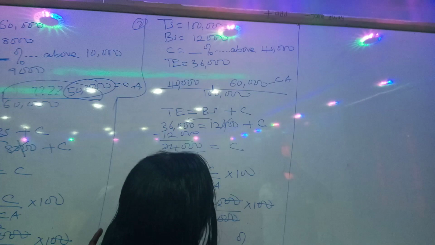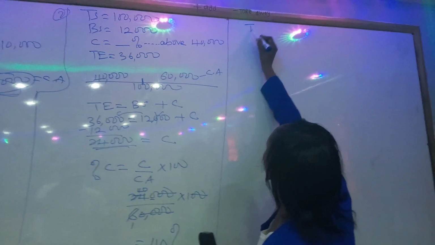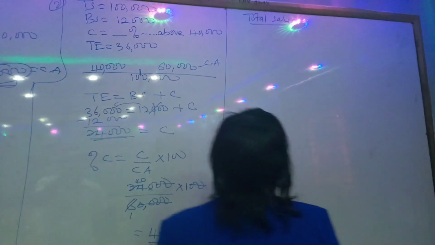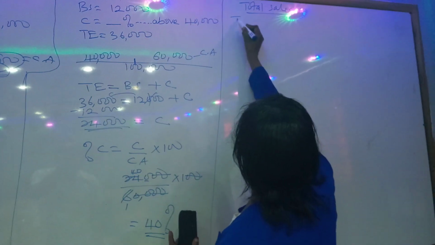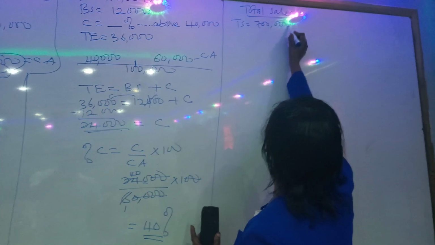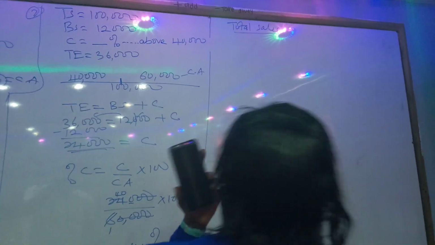We shall now go to the very last item, which I had talked about. Getting total sales. An agent sold a house. I'm sorry, this time now we are not given the total sales. We are looking for the total sales.